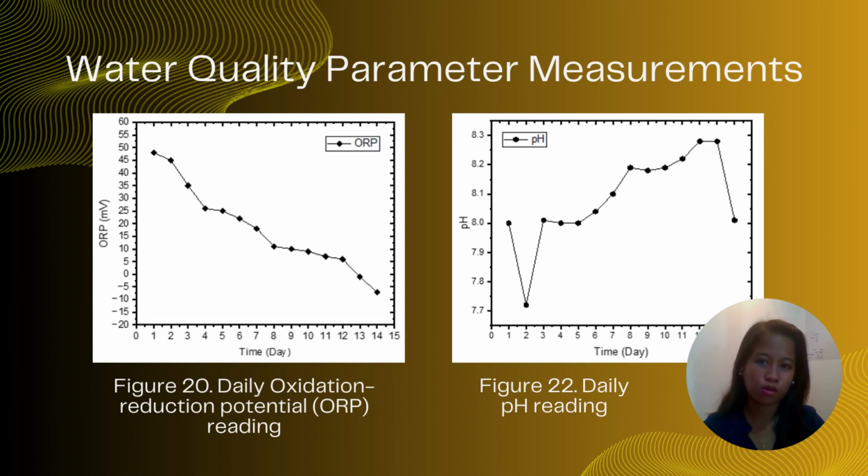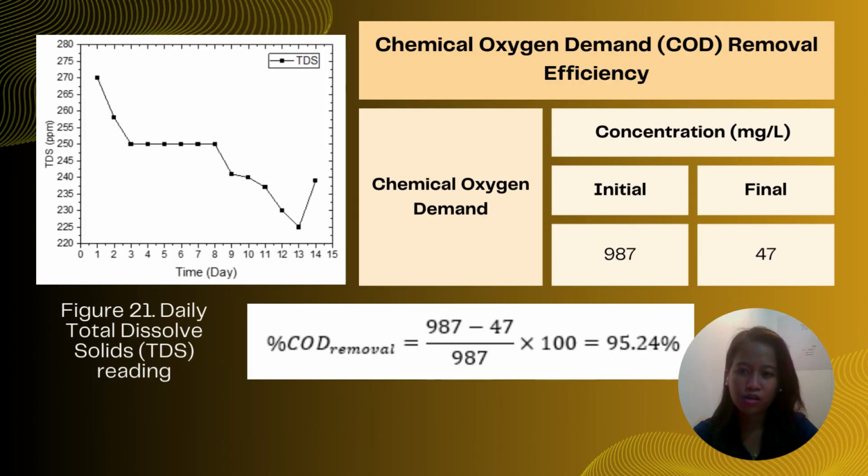This decrease in ORP may be attributed to the biochemical reactions happening in the substrate, such as denitrification. On the other hand, we have the pH, wherein you can see a minimal change in the range of 7.72 to 8.28. The concentration of the total dissolved solids on the first day of the measurement was at 270 ppm and decreased to the lowest concentration of 225 ppm.